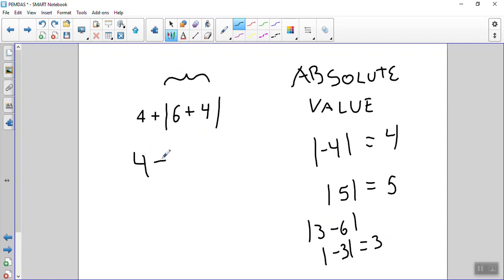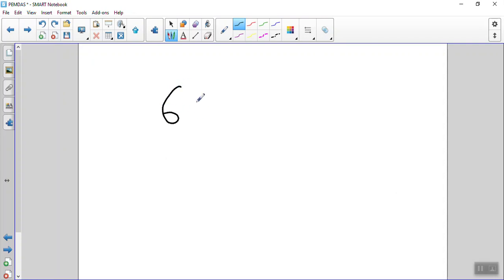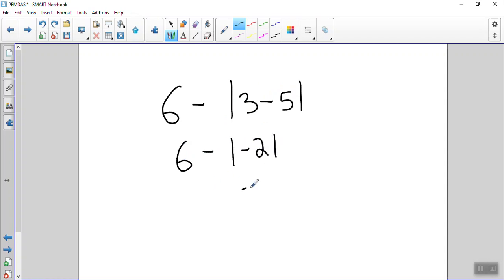So we have 4 plus, and then 6 plus 4 would be the absolute value of 10. The absolute value of 10 is positive 10. So now the absolute value symbol is gone, so we continue on with just this addition. And we have 14. I'm going to do one more with the absolute value. Let's do 6 minus the absolute value of 3 minus 5. So again, we're going to do the absolute value inside. 3 minus 5 would be the absolute value of negative 2. The absolute value of negative 2 is positive 2. So we have 6 minus 2, and 6 minus 2 is 4.